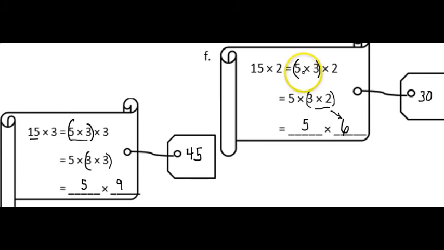So using the associative property helps us break the numbers apart and change the problem into a multiplication problem that we already know. And that helps us multiply these bigger numbers.